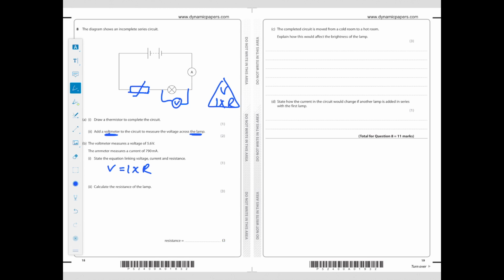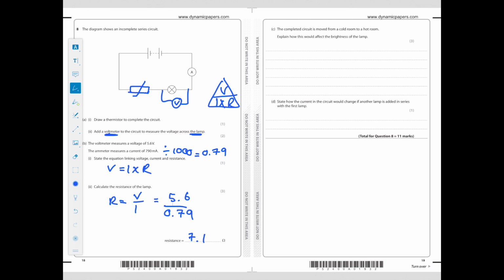Calculate the resistance of the lamp. So we need this version of the formula triangle, V over I. We've been told that the voltage is 5.6. We need to convert that 790 milliamps into amps, and we do that by dividing by 1,000 to get 0.79. And then once you pop that into your calculator, you'll get a resistance value of 7.1 ohms.